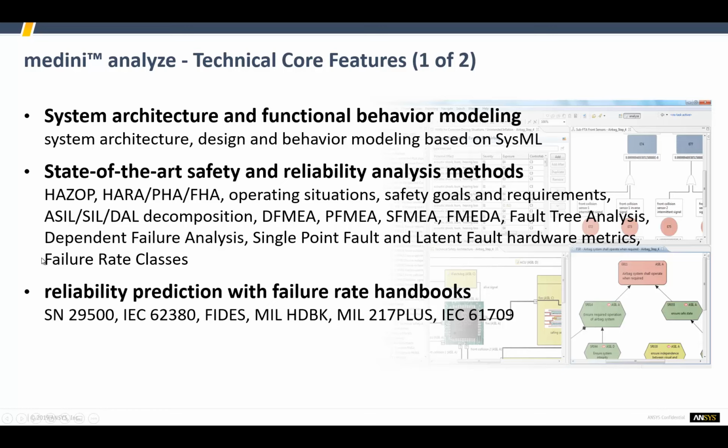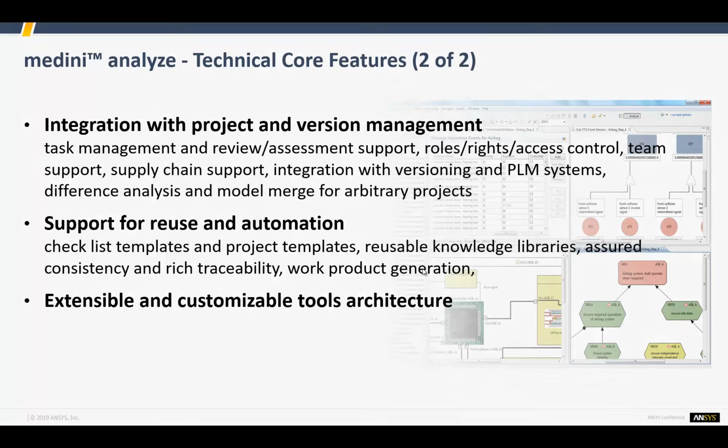We do support failure rate classes. We have a number of so-called failure rate handbooks integrated into Medini, starting from Siemens SN29500, IEC 62380, FIDES, the MIL handbooks, the MIL 217 Plus, the newer version of the MIL standard, as well as IEC 61709. So all of these handbooks are actually part of or can be part of the Medini installation. So no other handbook or paper version is required to use them.